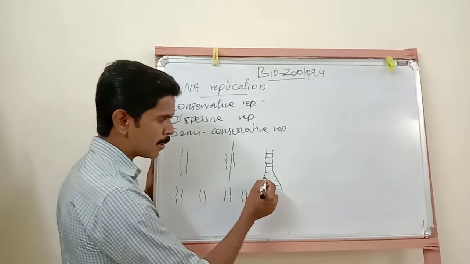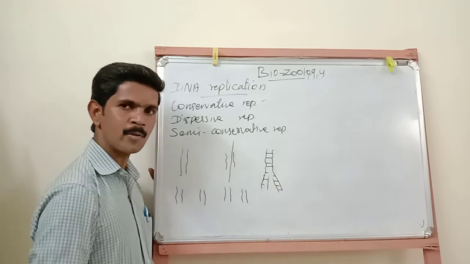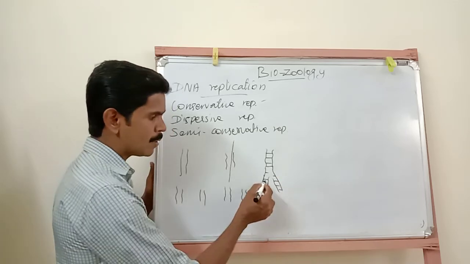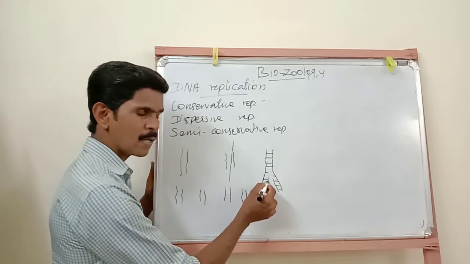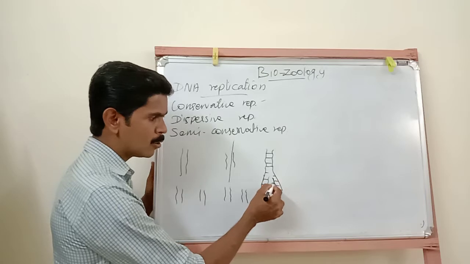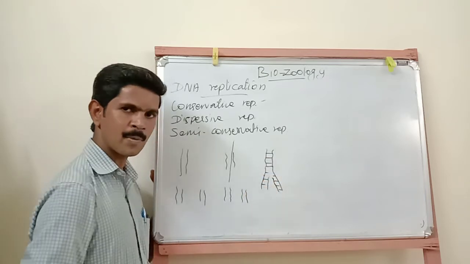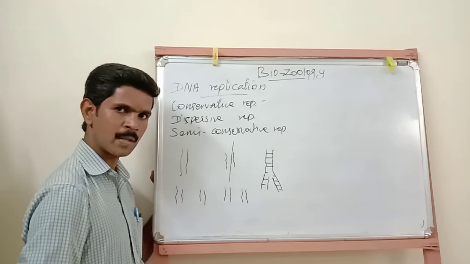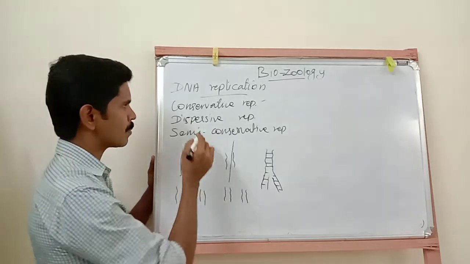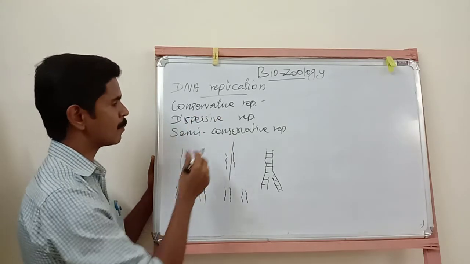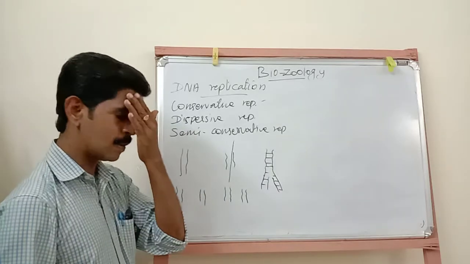This template strand produces a new strand, and this template strand also produces a new strand. The nucleotides present in the template strand pair with the nucleotides of the new strands. Thus, from a single DNA molecule, two DNA molecules are produced. Hope you understood. So listen. In the DNA replication process, there are three types: conservative, dispersive, and semi-conservative replication.